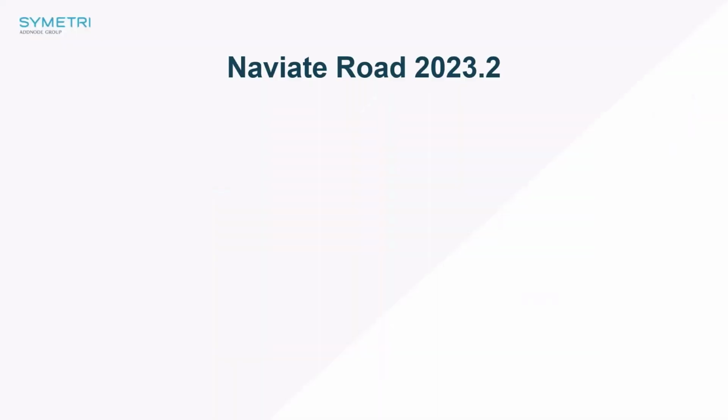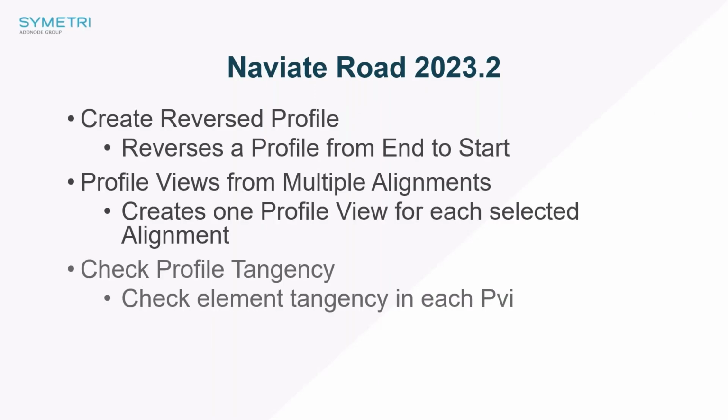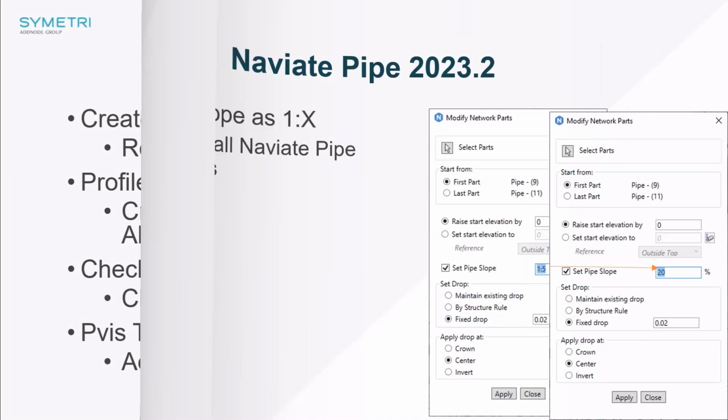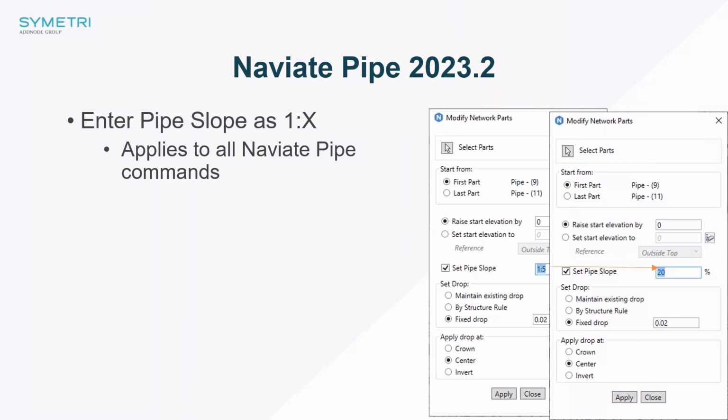That's the base of the road news. Scan through them. Over to pipe news. One request that we've had is to be able to enter a slope as 1 in X.